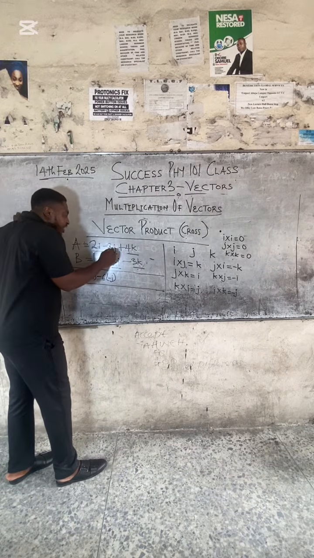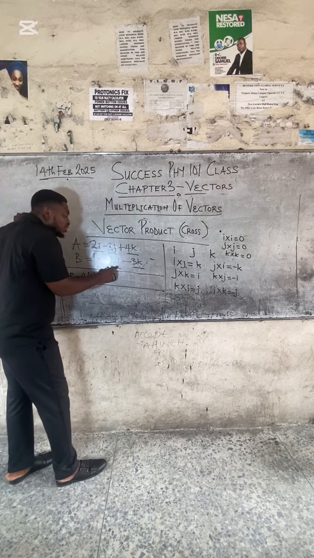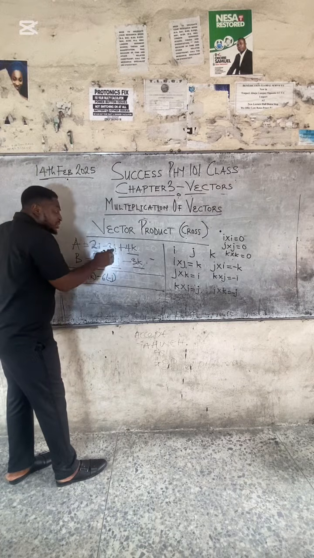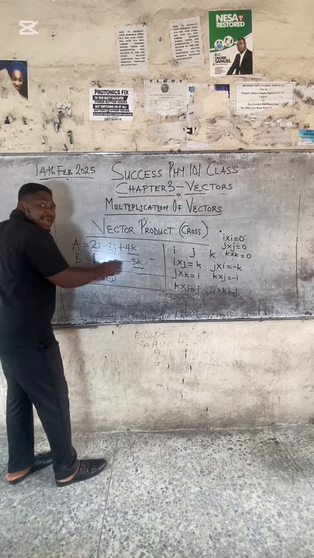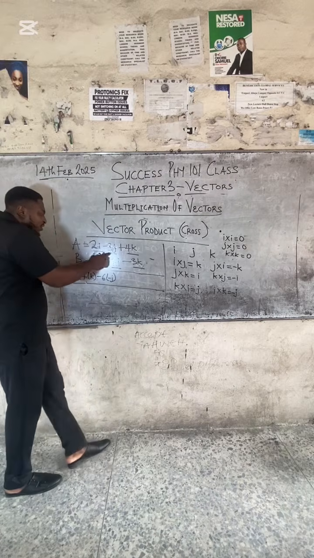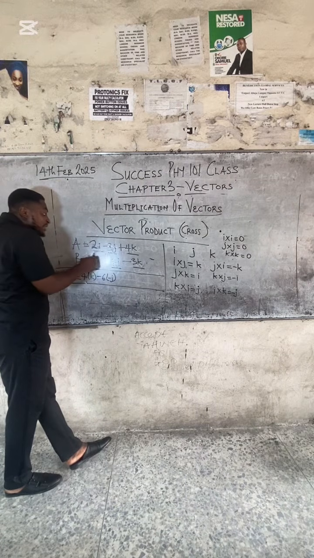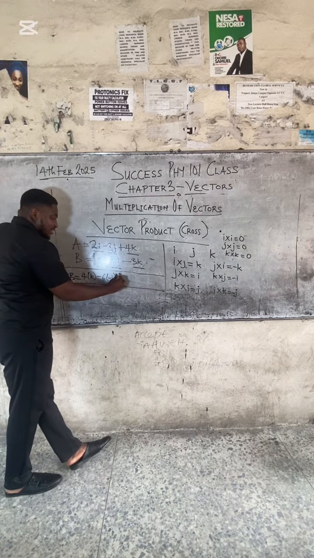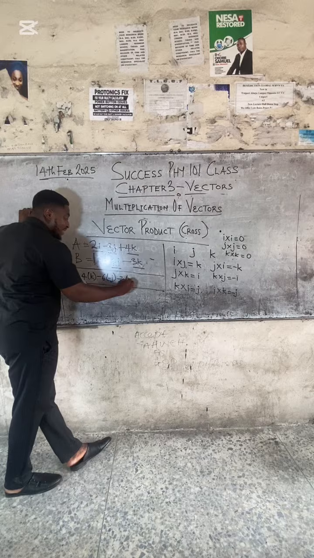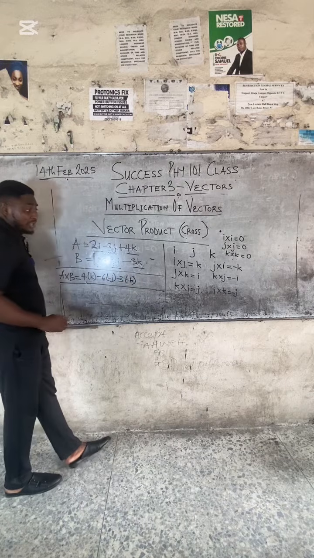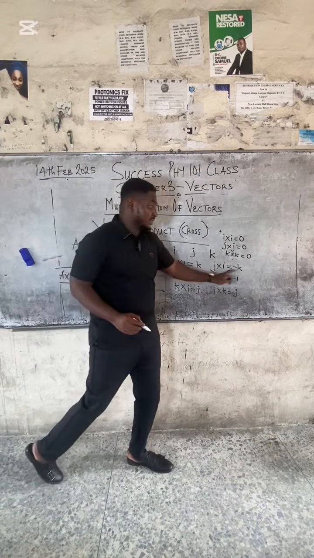Now move over to J. J must cross I and K. He will not cross his fellow J, because J to J is 0. So J will cross I and K. Let J cross I now. First of all, multiply the numbers before the vectors. Minus 3 times 1, minus 3. J cross I is minus K. Check the rules. J cross I is minus K.